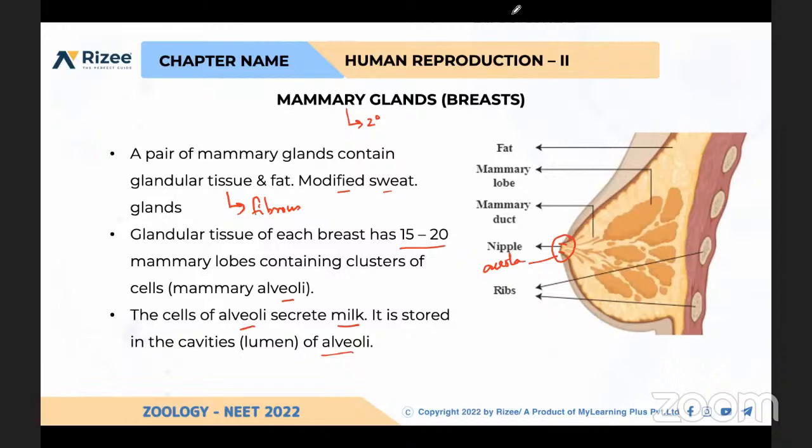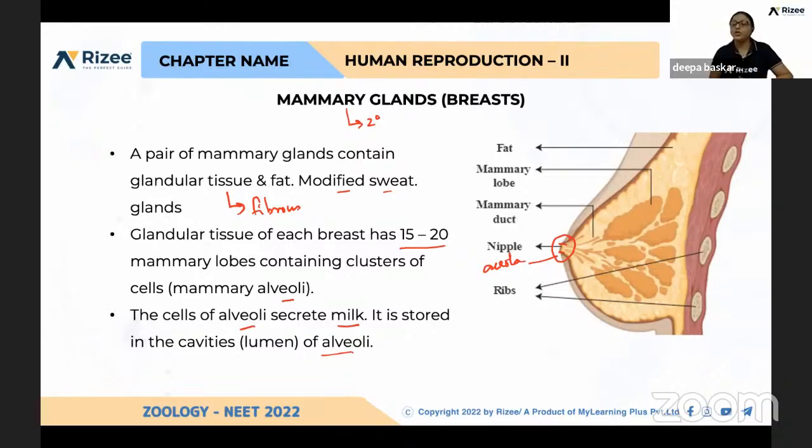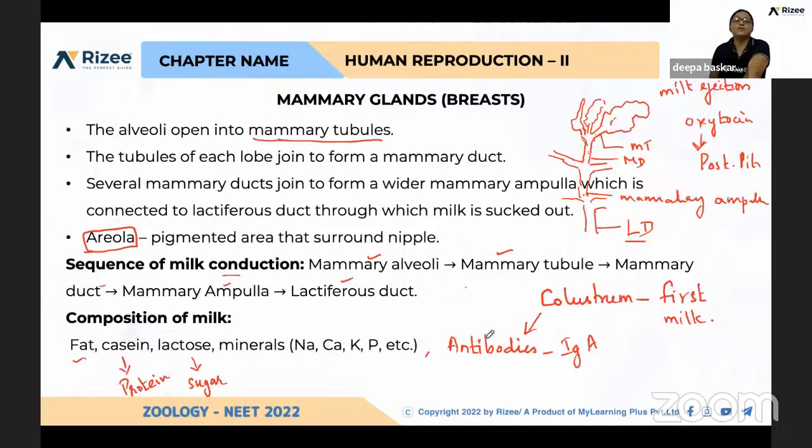So here in the mammary gland, how will the questions be asked? How many lobes are present? What are the cells responsible for the production of milk? The alveoli getting connected to mammary tubules and the flow of milk. What is the composition of milk? What is the sugar present in milk, protein present in milk, and minerals present in milk, especially what is colostrum, and what is the antibody present in the milk? So these are the points you have to concentrate on. Okay?